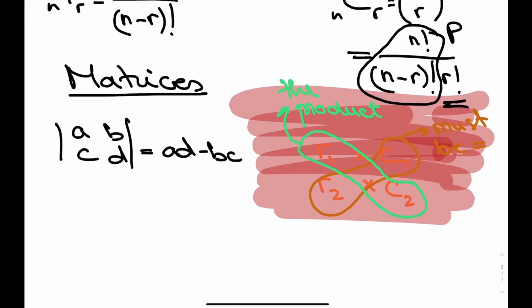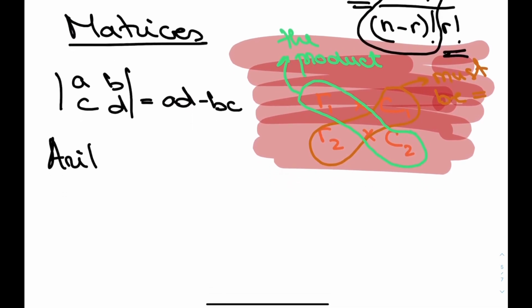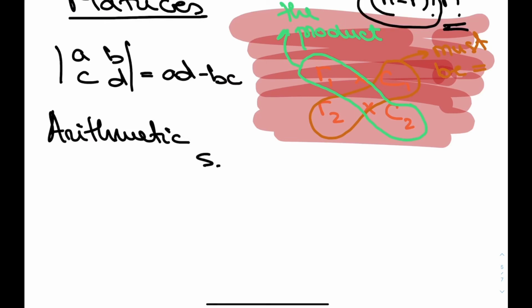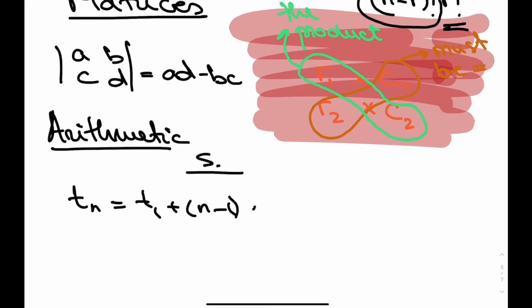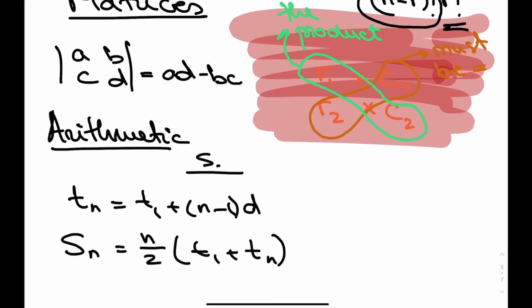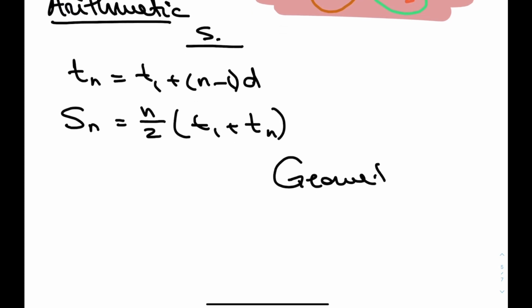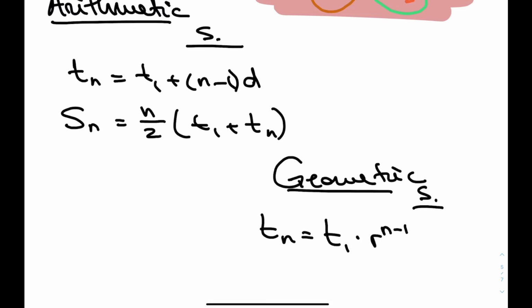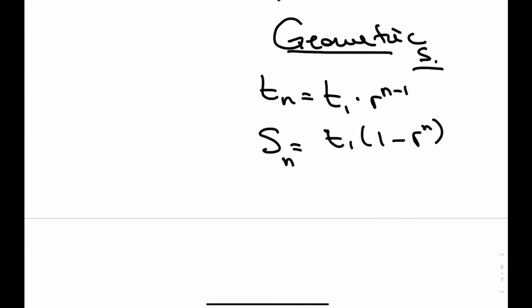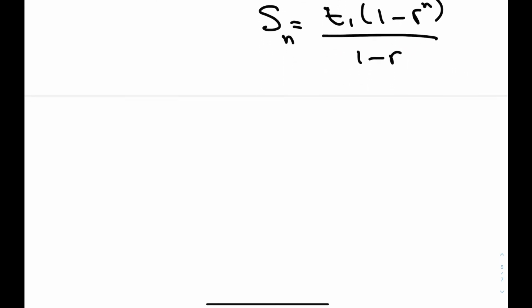Now the arithmetic sequence, the nth term will be this, and the sum of n terms will be this. However, on the geometric ones, the nth term will be like this one, while the sum will be this one I am just writing. Okay, and these were all the formulas about the sequences.